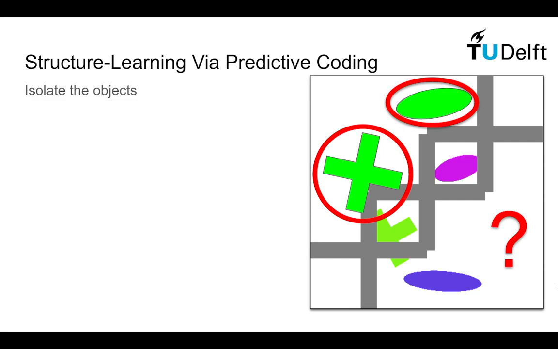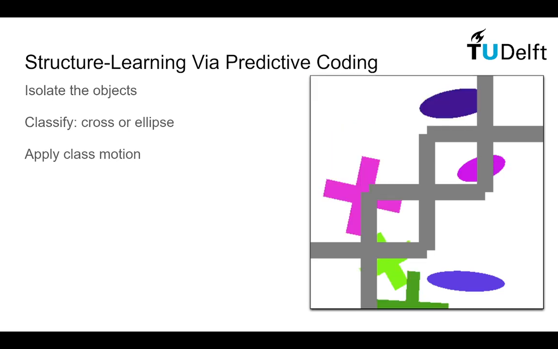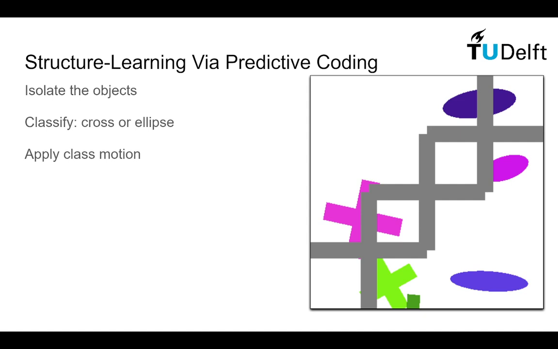So namely, we're going to identify where the shapes are in the scene. We're going to identify if they are a cross or an ellipse. This will allow us to predict that the cross will go down and the ellipse will go to the right. And we see that our predictions are correct.